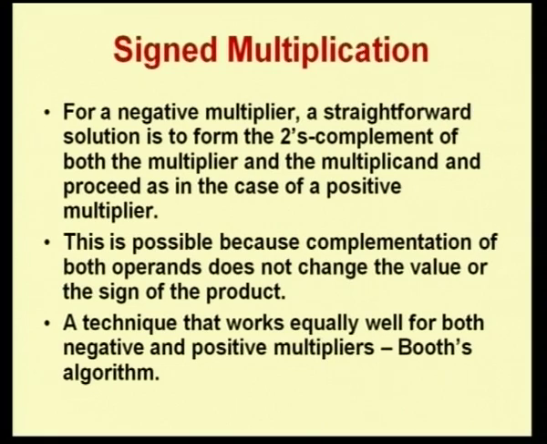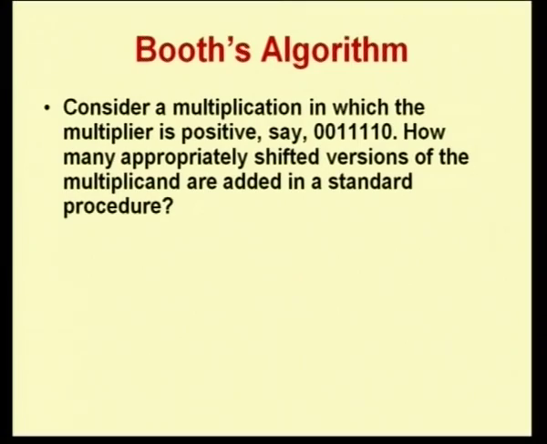Now what we will look at is another technique, which is called Booth's algorithm, which was introduced by Booth. It's called Booth's technique. We find this technique works well for both negative and positive multipliers, without worrying about whether I need to check and change the number to its 2's complement representation or not. In Booth's algorithm we basically try to improve the efficiency of this entire multiplication technique.